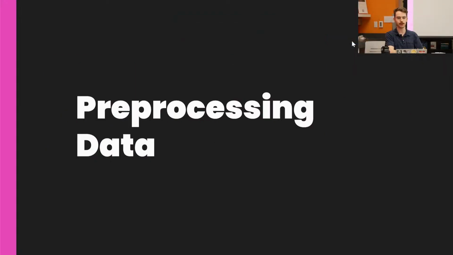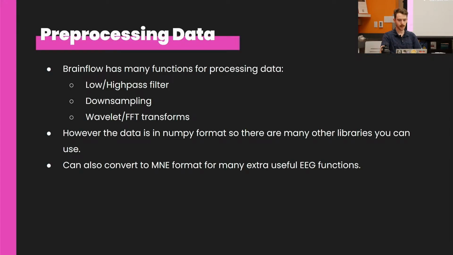Now, the last thing we're going to talk about is some of the pre-processing functions that BrainFlow has. BrainFlow has a few different functions for ways you can process EEG and other time series data. It has things like a low or high pass filter, so if you want to filter out frequencies above or below a certain threshold, you can do that. It has functions for downsampling. Let's say your model outputs data at 256 samples per second, but you wanted it in a format of like 125 samples per second. You can use the downsampling function for that.